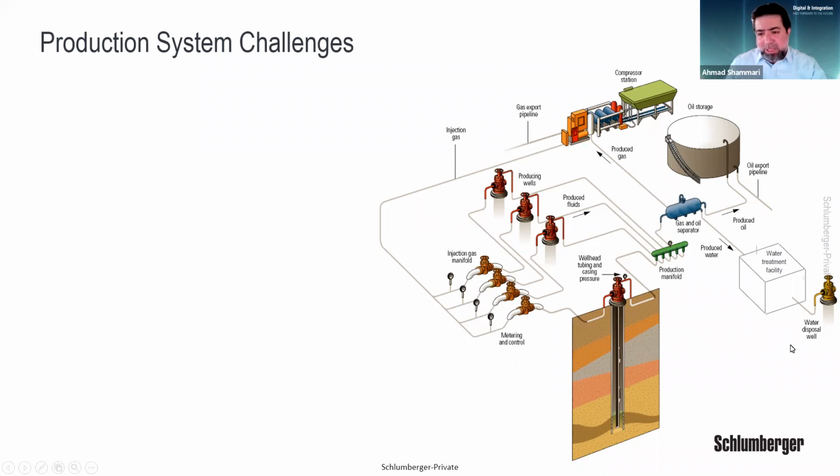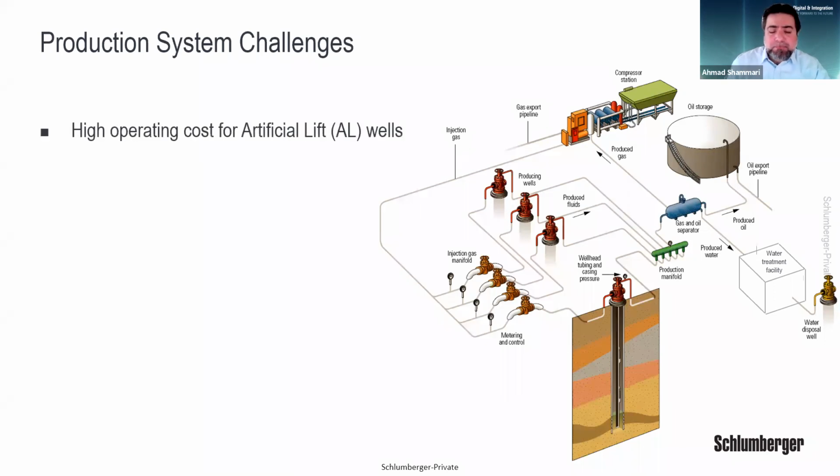But now, talking about pipeline networks and large networks, what are the challenges that a producer, a national oil company, an operator can face? So we have a problem of high operating costs of artificial lift wells. Sometimes if you are using an electric submersible pump or PCP, then you really need a high power, because these wells can be very deep, and then you need a lot of power for each well.